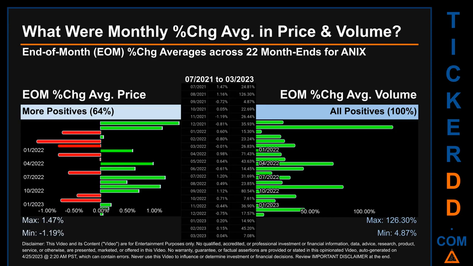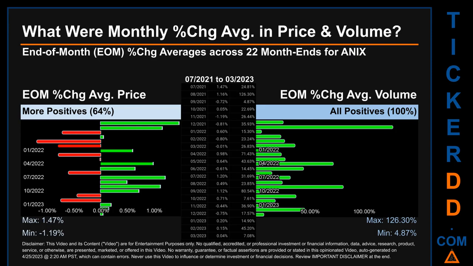What were end-of-month percentage change averages in price and volume for ANIX? The monthly average of percentage change in price and in volume were calculated for each of the 22 month ends. That calculation took daily percentage changes and averaged them for each given month. If a month end came out negative, then it means that the month summarily saw a negative change.